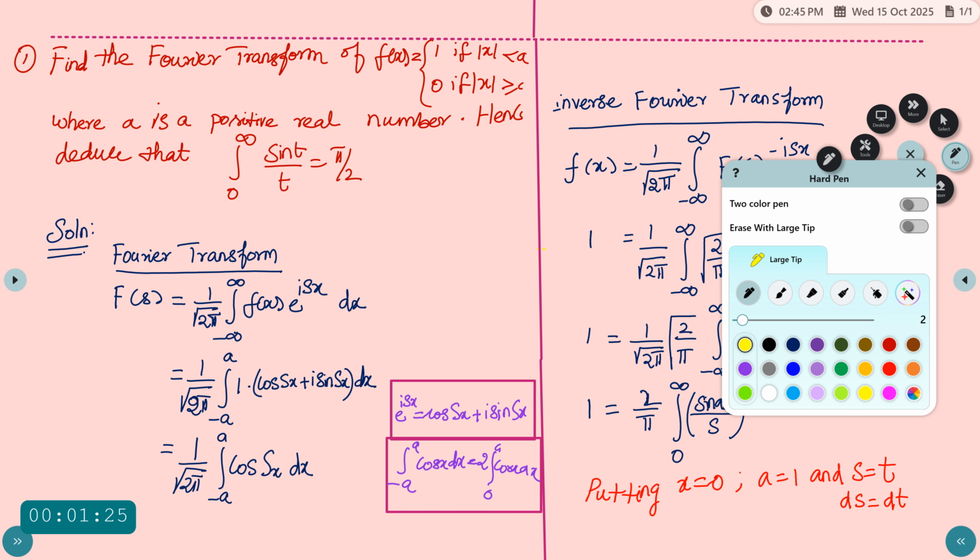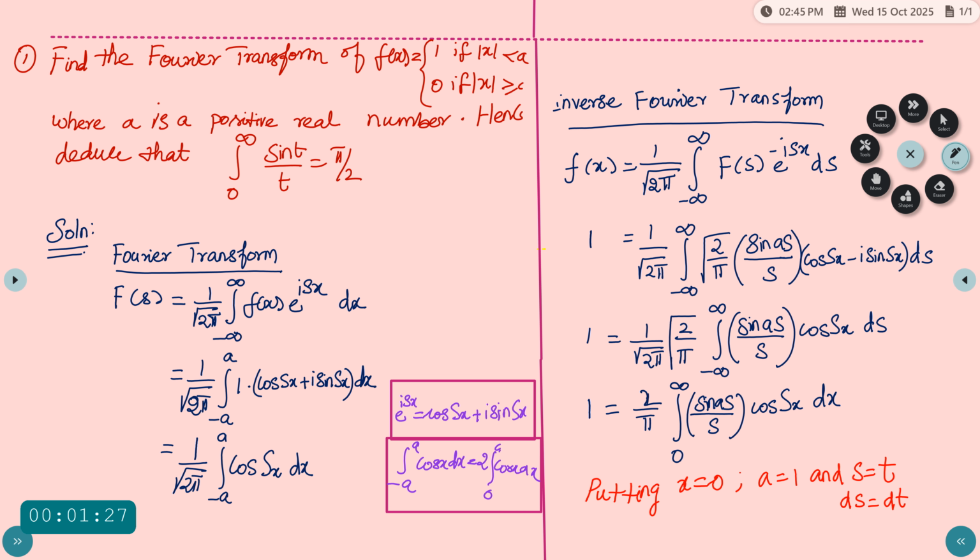This is the first problem. Find the Fourier transform of f(x) equal to 1 if modulus x less than a, and 0 if modulus x greater than or equal to a, where a is a positive real number. Hence deduce that integral 0 to infinity sin t by t equals pi by 2. First we find the Fourier transform, then we deduce, that means find the inverse Fourier transform.